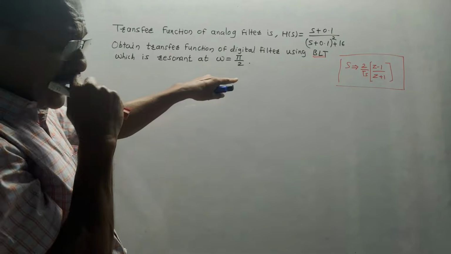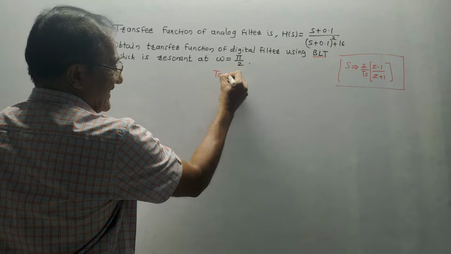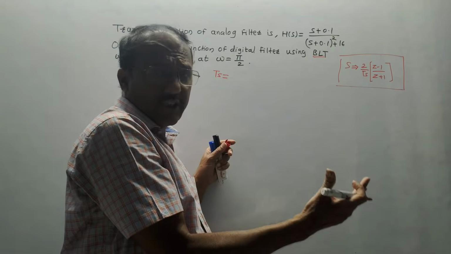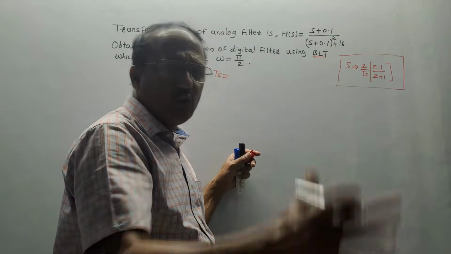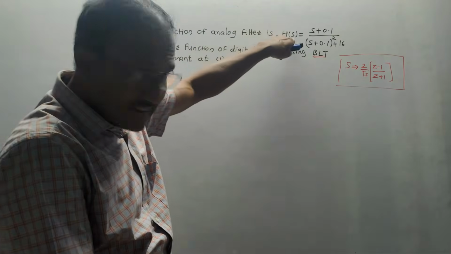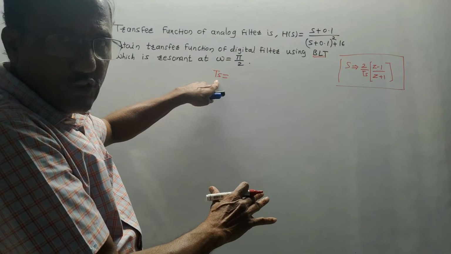See, in such type of numericals, in BLT, you need to calculate Ts. In the impulse invariance method, what I said, if Ts or Fs is not given, you can consider the standard value, that is Ts is equal to 1. But in this case, omega is given. This equation is given in a different format. So in such cases, we need to calculate the value of Ts.